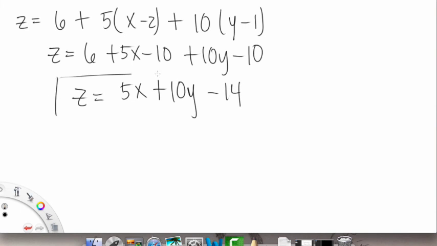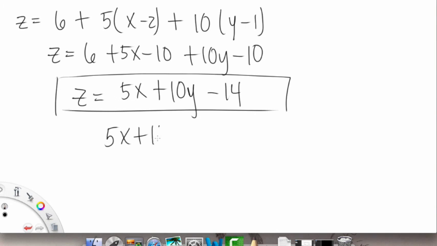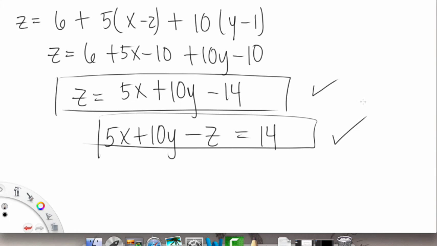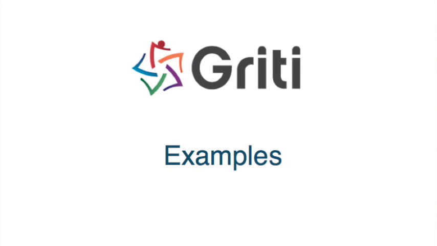So we could either take this answer here, that is perfectly fine, or we could even rearrange a little bit just to say that we have 5x plus 10y minus z is equal to 14, just to get all the variables on one side. So either answer would be correct, and that's pretty much it.